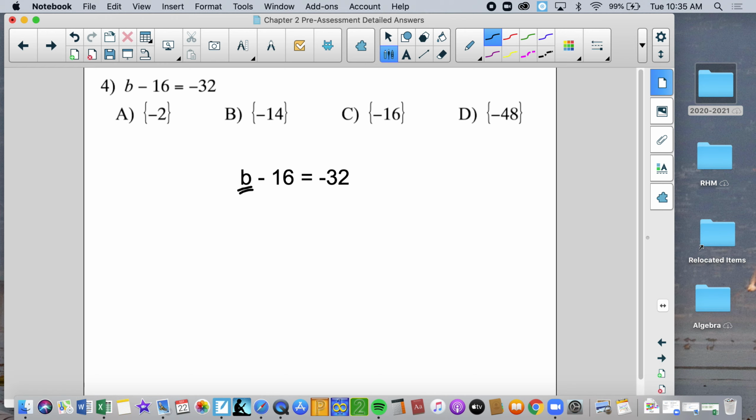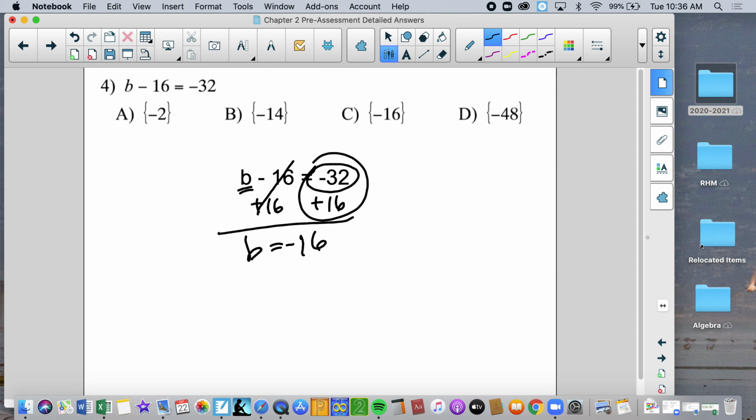What's happening to my variable b? 16 is being subtracted from it. The inverse of subtracting 16 is adding 16. The negative 16 and the positive 16 cancel each other, which leaves you with b. And then we have, our signs are different. We have a negative 32 and a positive 16. So we're going to take the smaller from the larger. 16 from 32 is 16. And we're going to take the sign of the larger. We have more negatives than positives. So my answer is going to be negative 16.